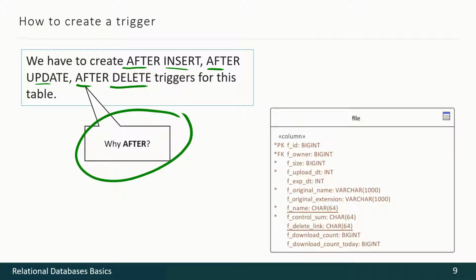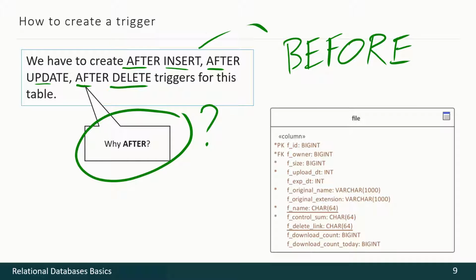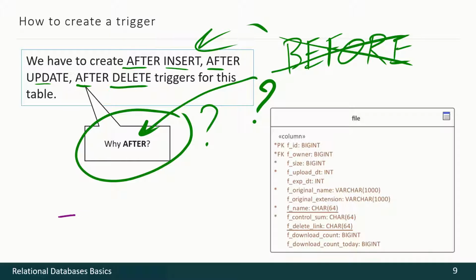But why after? Why not before? Because of course nothing prevents us from creating before triggers here for our files table. But we do not want those before triggers, we want after triggers. Why? Please pause the video and try to find the answer yourself. The reason is the next.